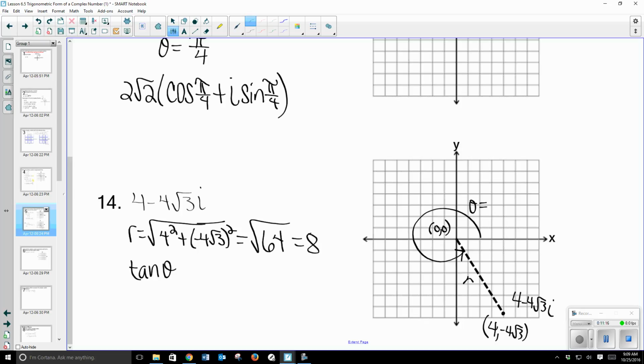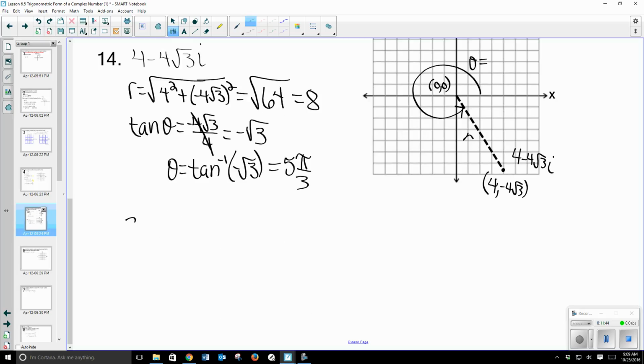Tangent of theta would be negative 4 root 3 over 4. So that's negative root 3. And theta is equal to tangent inverse negative root 3. We're in the fourth quadrant, so that would be 5 pi over 3. So you have 8 cosine of 5 pi over 3 plus i sine of 5 pi over 3.